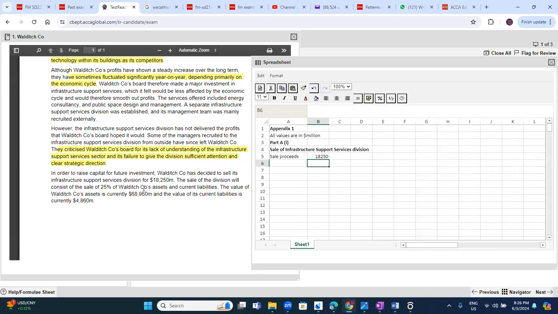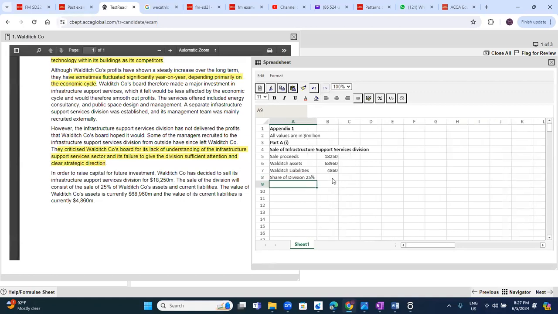Okay. You are selling 25% of the company. Assets are given, liabilities are given. So W company assets, liabilities: 68960 and liabilities are 4860. And what is the share of our division? Share of division, that is 25%. So 25% into assets minus liabilities. $16,025.